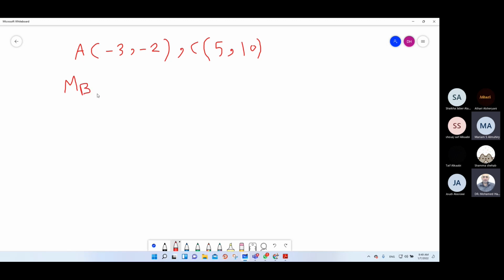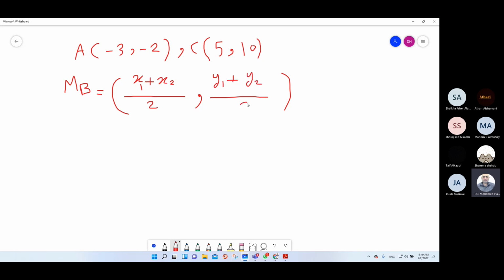The formula is x1 plus x2 over 2, and y1 plus y2 over 2. Great. Then substitute. Negative 3 is x1 here, and x2 here is 5, divided by 2. And then negative 2 plus 10 divided by 2.